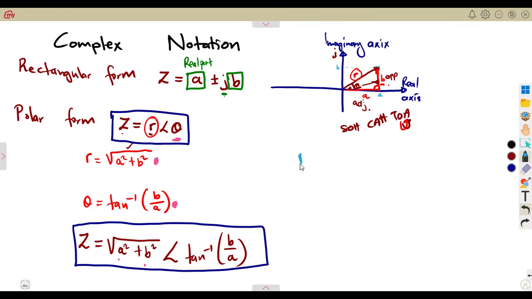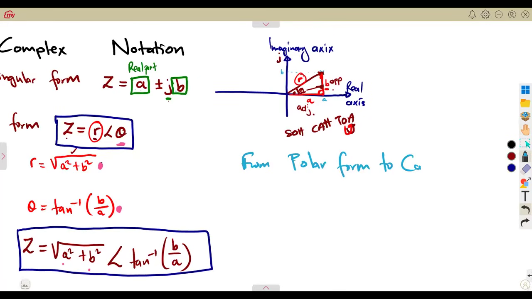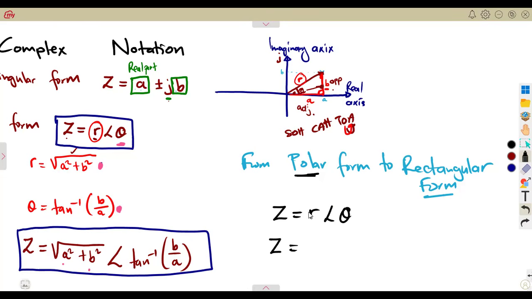You can have a conversion from polar form to Cartesian form, which is the rectangular form, right? To the rectangular form. We can have a conversion of this. Remember, in polar form, we were having our Z in the form of r at an angle of theta like this. This part can be written in the rectangular form.